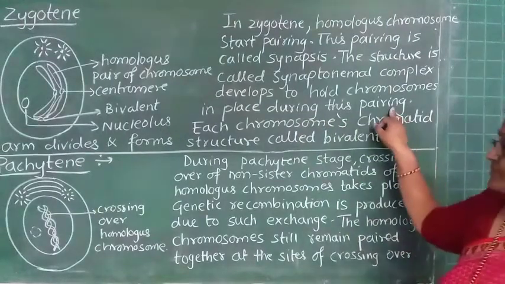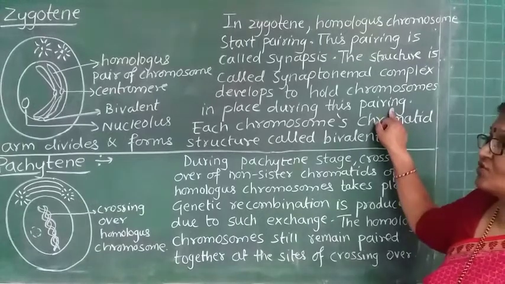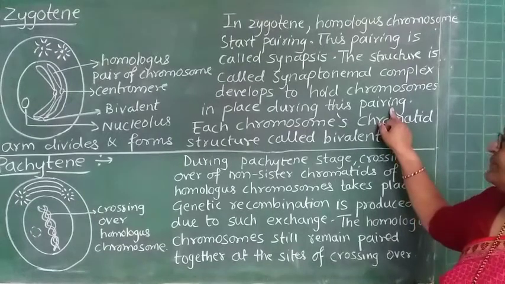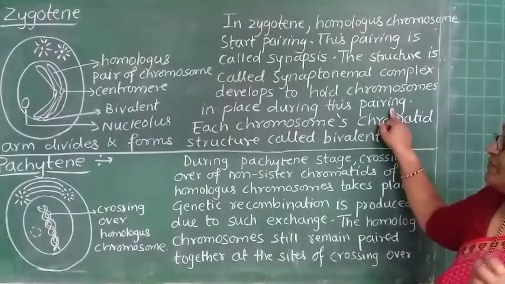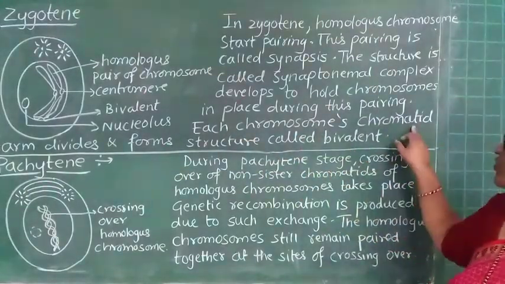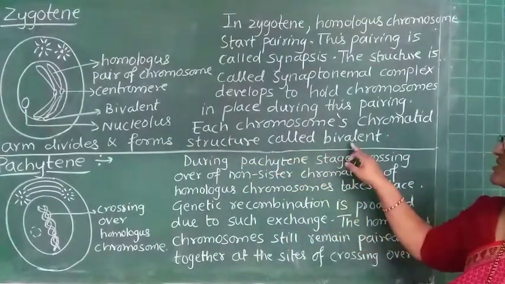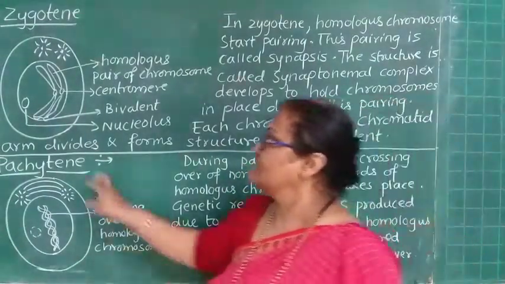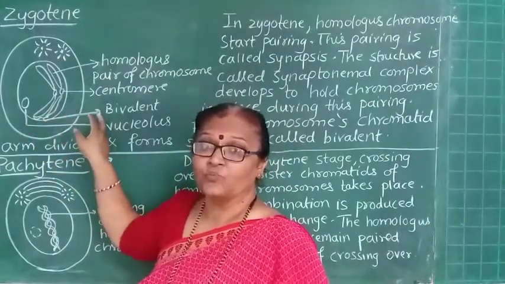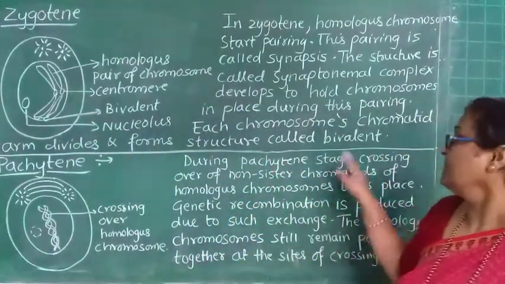During this pairing, what happens? Whenever there is a crossing over, or the homologous chromosomes start pairing, they are held in a place during this pairing. Each chromosome's chromatid arms divide and form a structure which is called a bivalent. Here we have seen that there is a bivalent structure. Bi means two. If two structures are formed during the pairing, then we call it a bivalent.